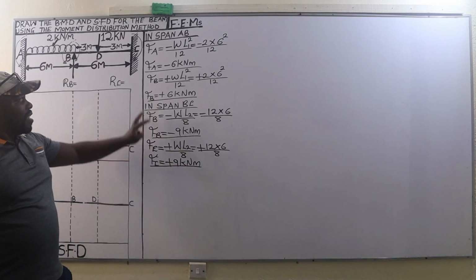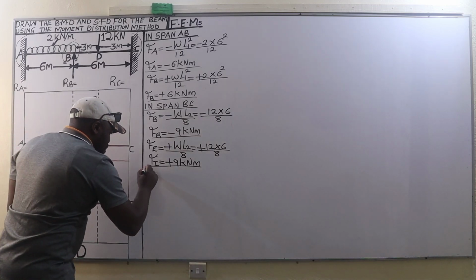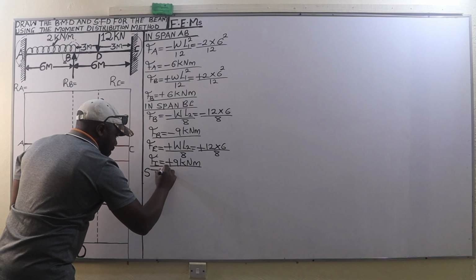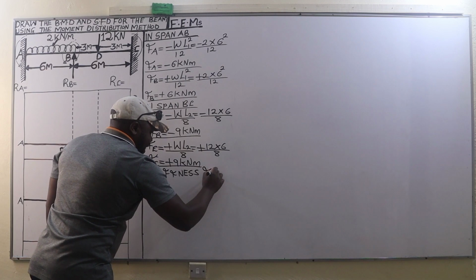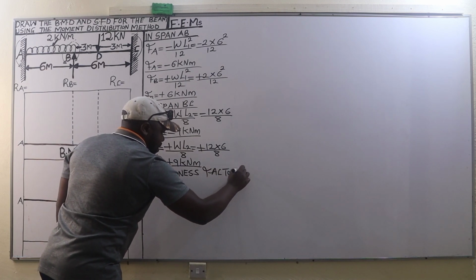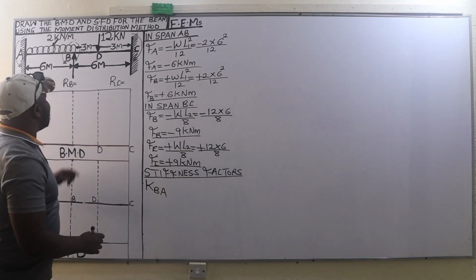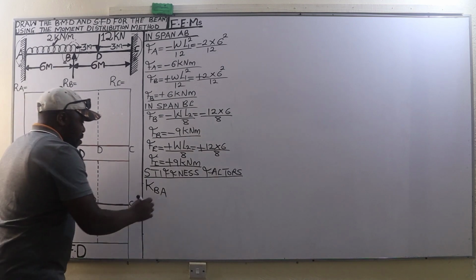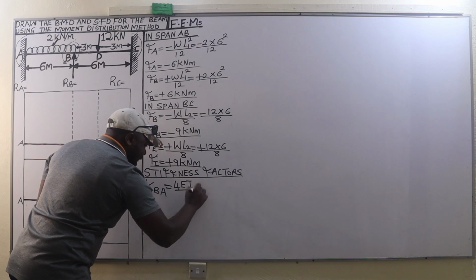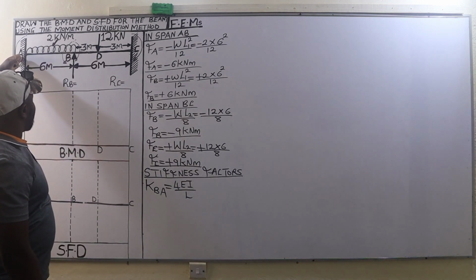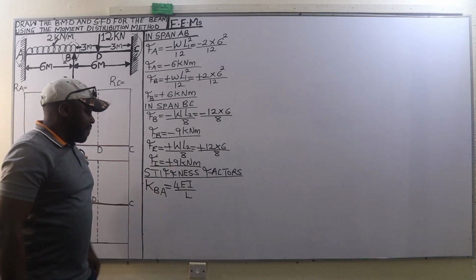Then after calculating the fixed end moments at the two spans, the next thing we are going to do is determine the stiffness factors. So we go to stiffness factors, and in this case, we are going to have this. The stiffness factor KBA, that is the stiffness factor on this member BA, is going to be given by 4EI divided by L, since the end A is fixed. So that's the formula when an end is fixed.